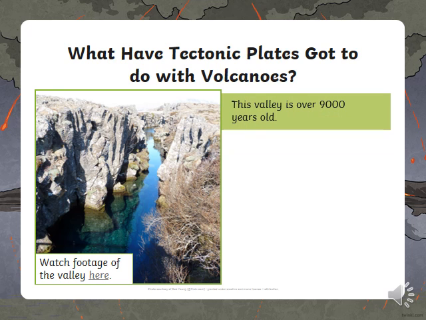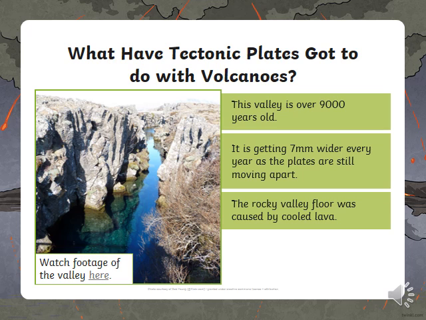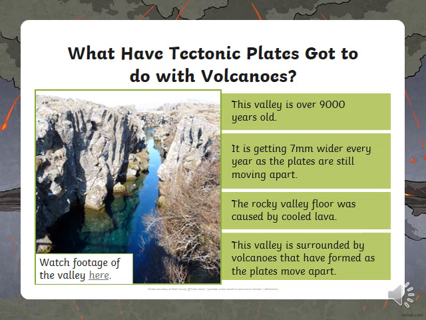Okay, so this valley that you've been watching is over 9,000 years old, and every year it's getting 7 millimetres wider. That does not sound like a lot, less than a centimetre. But think about it: it's over 9,000 years old and moving 7 millimetres every single year. That actually creates, over time, quite a big gap. The rocky valley floor was cooled by cool lava. The valley is surrounded by volcanoes that are formed as the plates move apart.